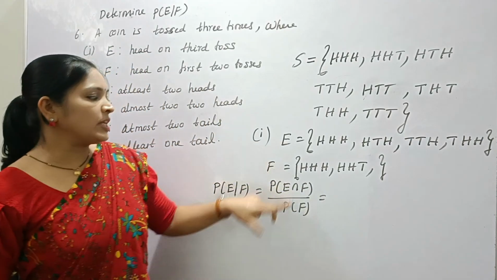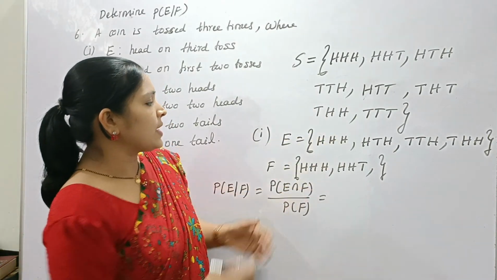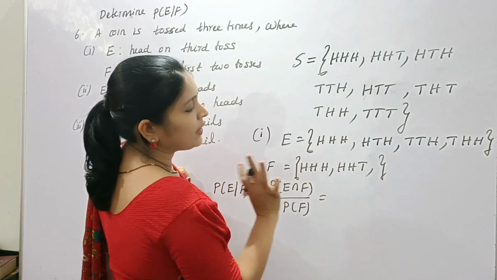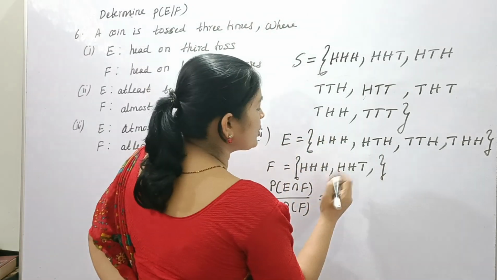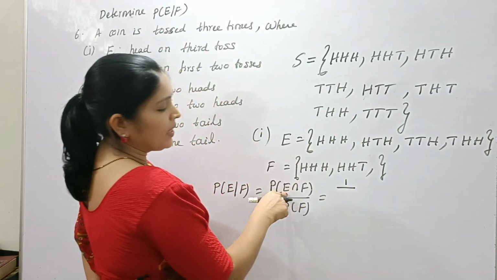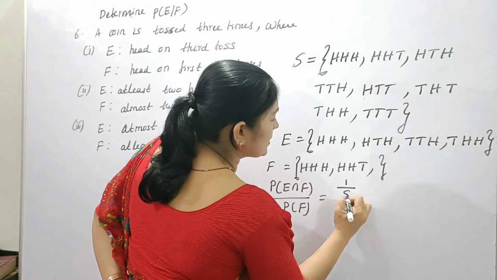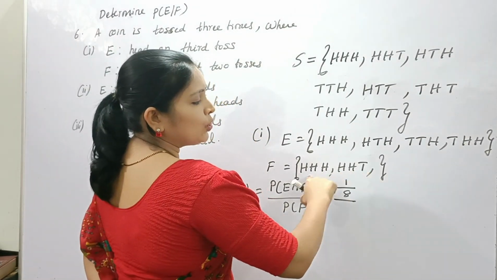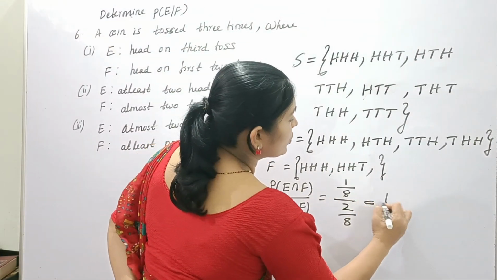What is the probability of E intersection F? See, what is E intersection F? E intersection F is nothing but H, H, H, right? H, H, T is not there. So probability of H, H, H is nothing but 1 divided by the number of elements in the sample space, that is 8, divided by probability of F, which is 2 divided by 8. So 2 divided by 8, that is equal to 1 by 2.